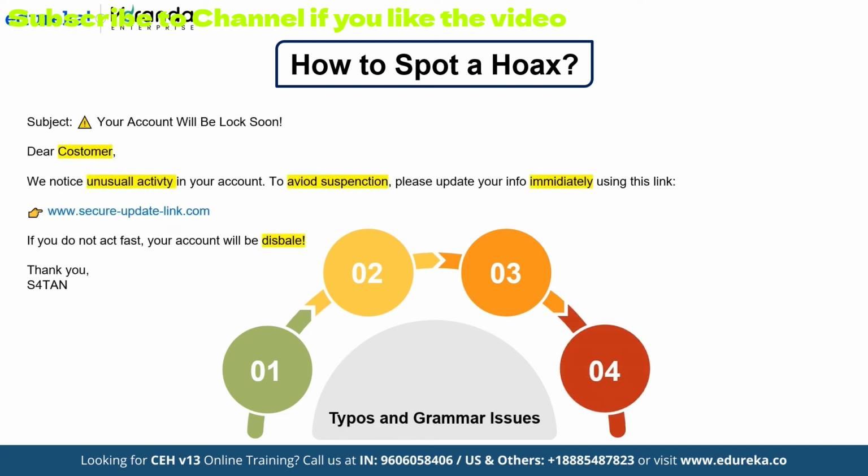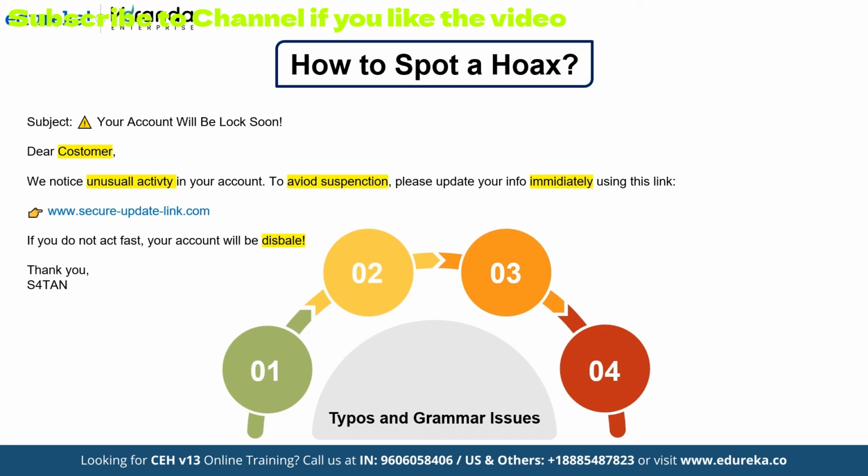Next, moving on to typos and grammar issues. A quick giveaway that something is a hoax is poor grammar, spelling mistakes, or awkward phrasing. Official messages from reputable companies or organizations are usually well written and error-free. So if an email is full of typos or awkward sentences, it's a sign that it might not be legitimate.